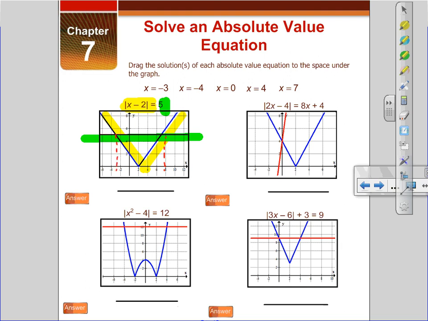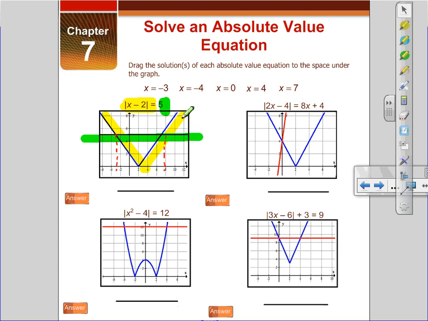Where they intersect corresponds to the x values, the answers that will work. For instance, on the left-hand side, it intersects at minus 3. We know minus 3 is an answer. Over here, my line is off, but it would intersect at 7, because 7 take away 2 is 5, and the absolute value of 5 is going to be 5.